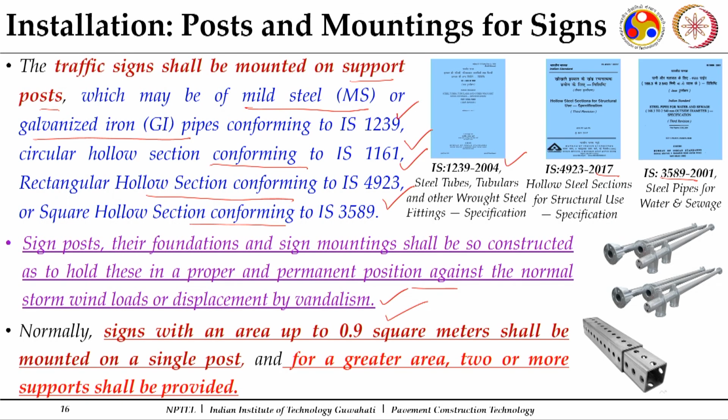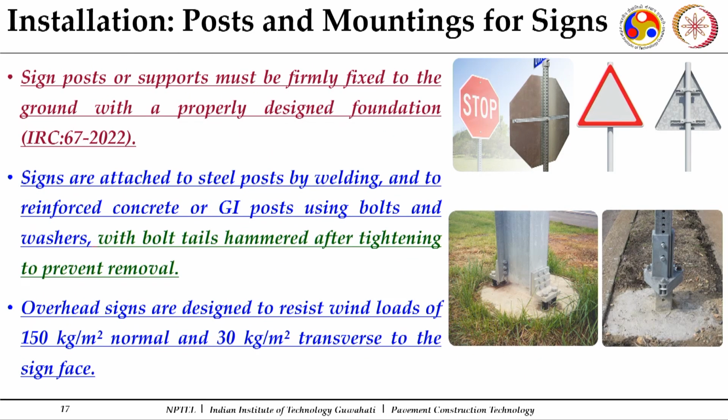Normally, signs with an area of 0.9 square meters, if a sign board has an area of 0.9 square meter, shall be mounted on a single post that is big enough. For a greater area, 2 or more supports shall be provided. If it is a bigger one, then we need to provide 2 or more supports.